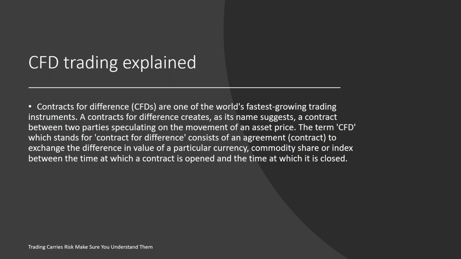So in other words, you don't own anything. You don't own the underlying asset. Now, the contract is simply a contract between you and your broker and the exchange or the market maker for that CFD. And what you've got is a contract that will pay you the difference between where your open position and where your closed position.